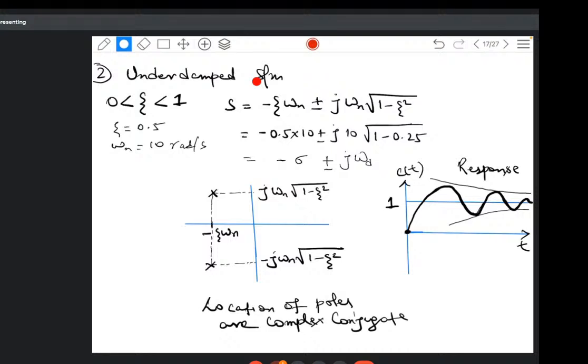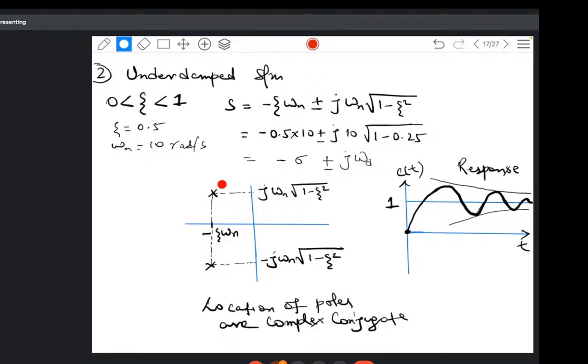So whenever an underdamped system is there, that is, zeta varies between 0 to 1, you can take any value, zeta 0.5, 0.7, 0.3. When you put this in the standard second order characteristic equation, you will get S as the complex conjugate, that is minus A plus minus JB. So minus A is nothing but zeta omega n and plus JB is J omega D. So omega D is omega n under root 1 minus zeta square, and minus J omega D is minus J omega n under root 1 minus zeta square. So pole locations are complex conjugate in the LHS plane.